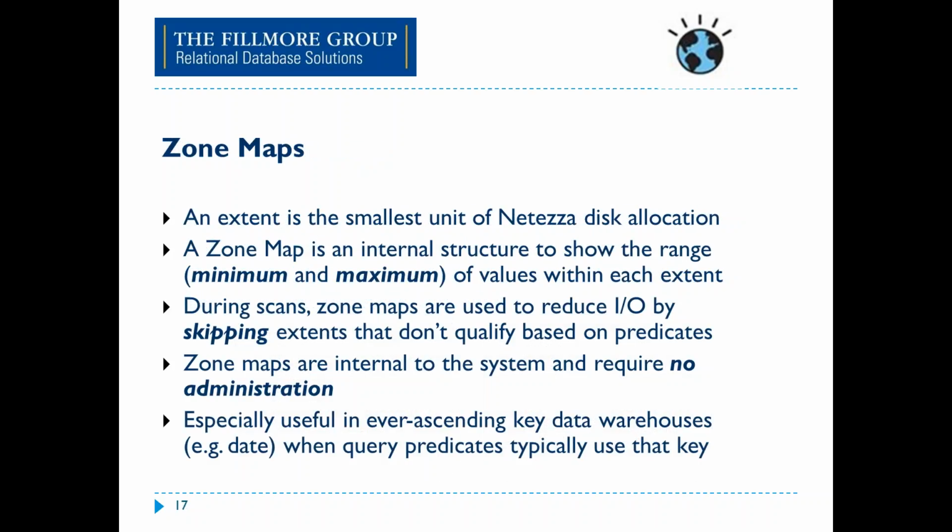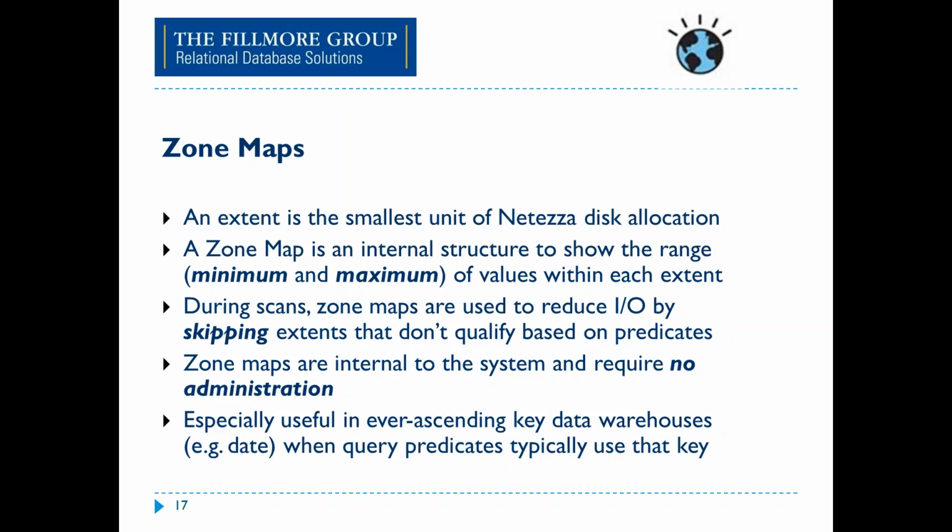Zone maps. So an extent is the smallest unit of Netezza disk allocation, and that's 3 megabytes. A zone map is an internal structure to show the range of minimum and maximum values for keyed columns within each extent. So let's say I had a key on last name, and I could say, show me the lowest and the highest last name found in this 3 megabyte extent.